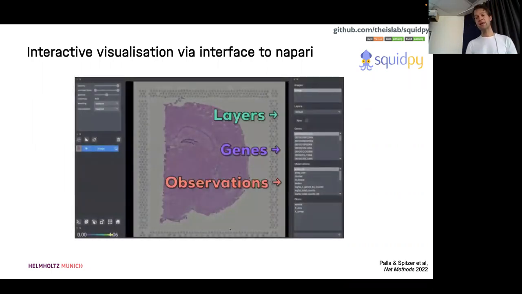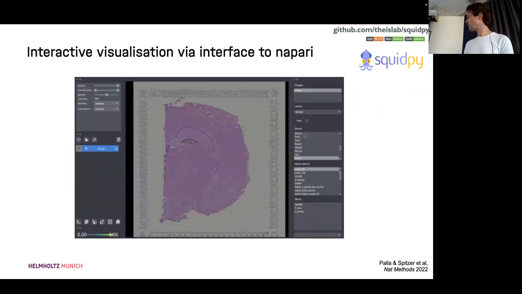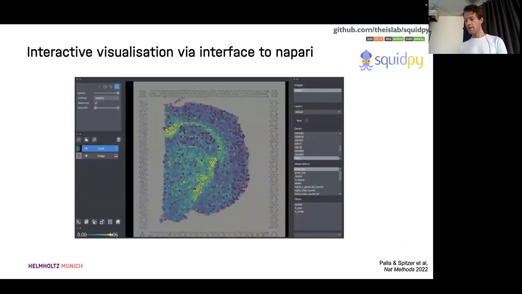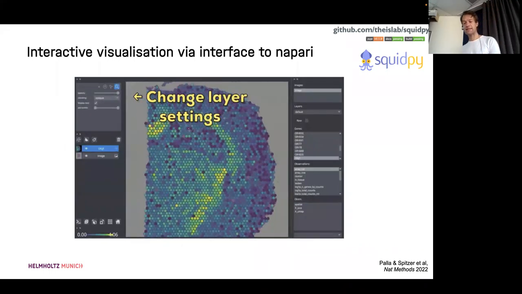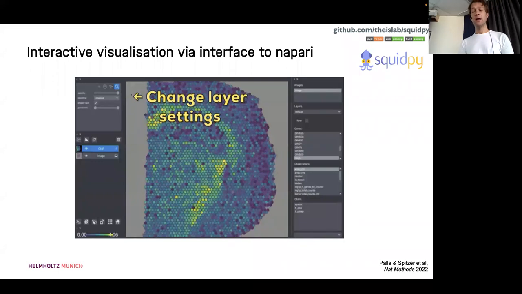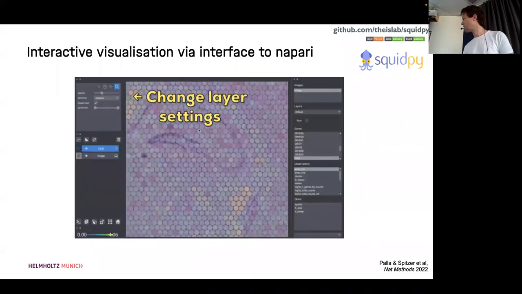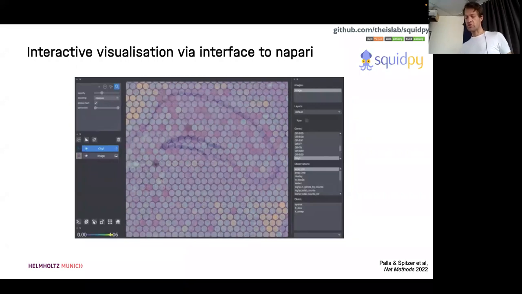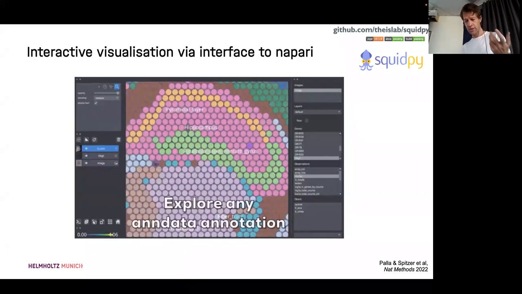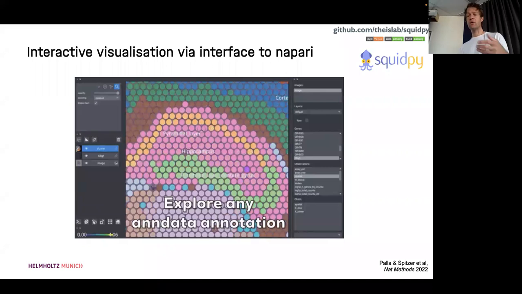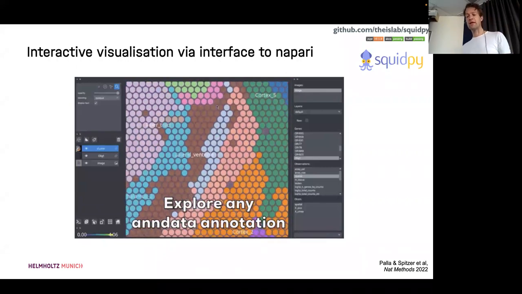But what you can already do now is, for example, go into Napari and look at, in this case, a Visium data set of mouse brain for demo, then pick your favorite genes, look at the layer settings, highlight particular AnnData information and project it on top of it. So you can now see how your particular annotation looks across those dots. You can then select a few and export that information back to Squidpy for analysis.